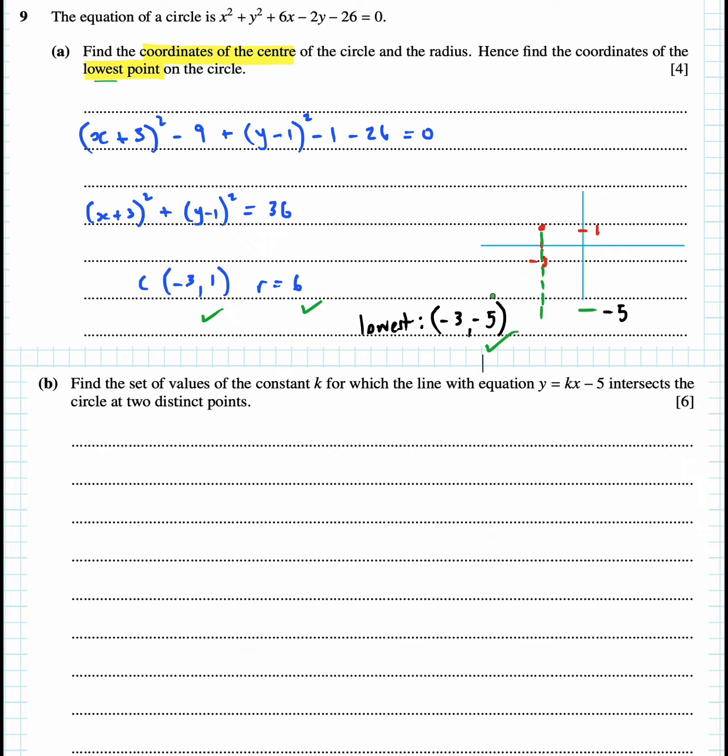On to part B. So find a set of values for the constant k. So we're given an equation y equals kx minus 5 where it intersects the circle. So it intersects the circle at 2 distinct points. So that gives us 2 bits of information. We're going to be using the discriminant, b squared minus 4ac is greater than 0. And also y is kx minus 5. So we're going to replace y in our equation of the circle. And there's 2 of them.